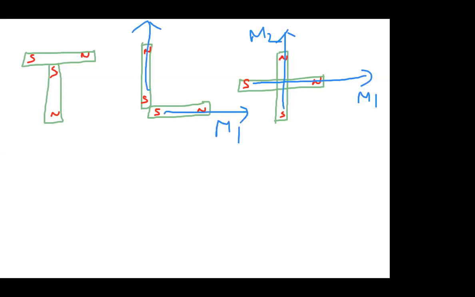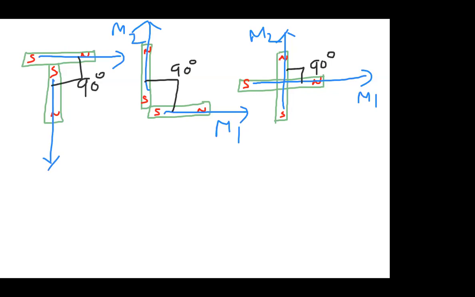For this magnetic moment M1, for this one M2, magnetic moment is directed from south to north. Observe, in all cases, M1 and M2 are perpendicular to each other.